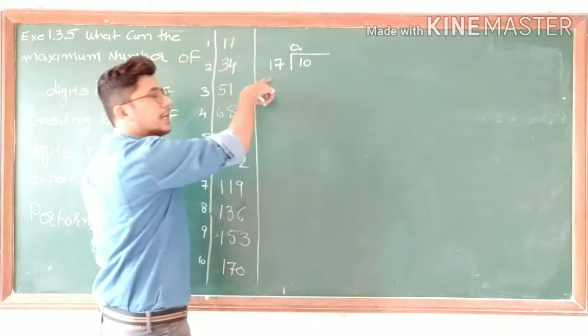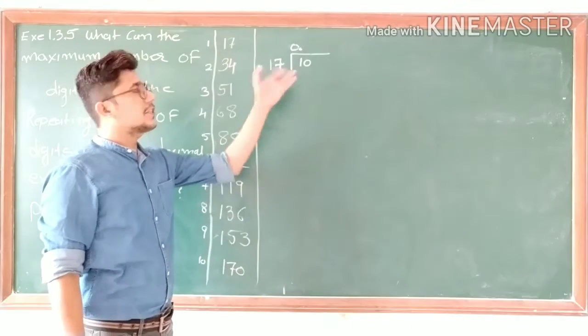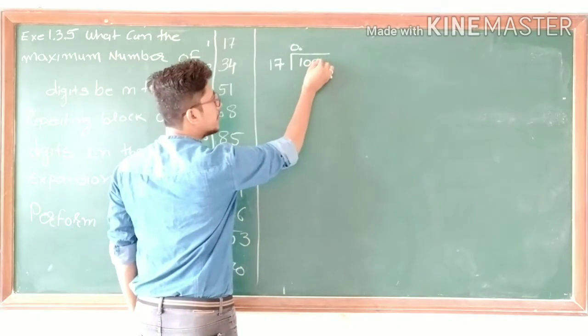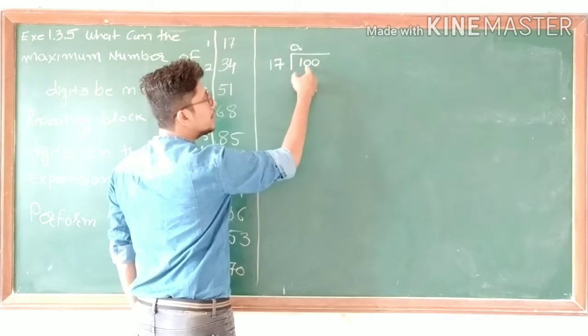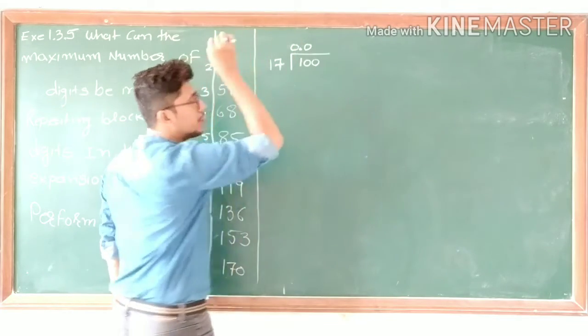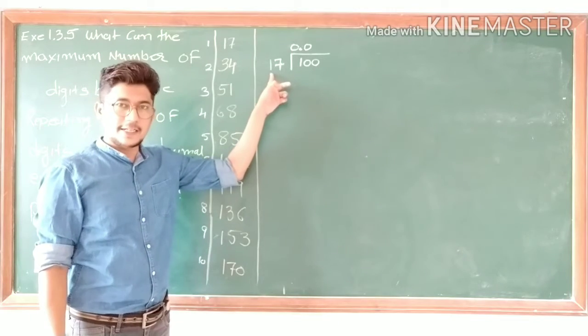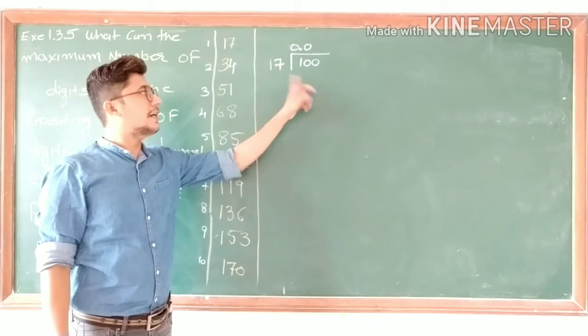Now 10 is also less than 17. Again, this division is not possible. So what we have to do? We have to put another 0. Since there are two zeros, one zero has to be put in the quotient. Now 100 is larger than 17, so now we can divide this.